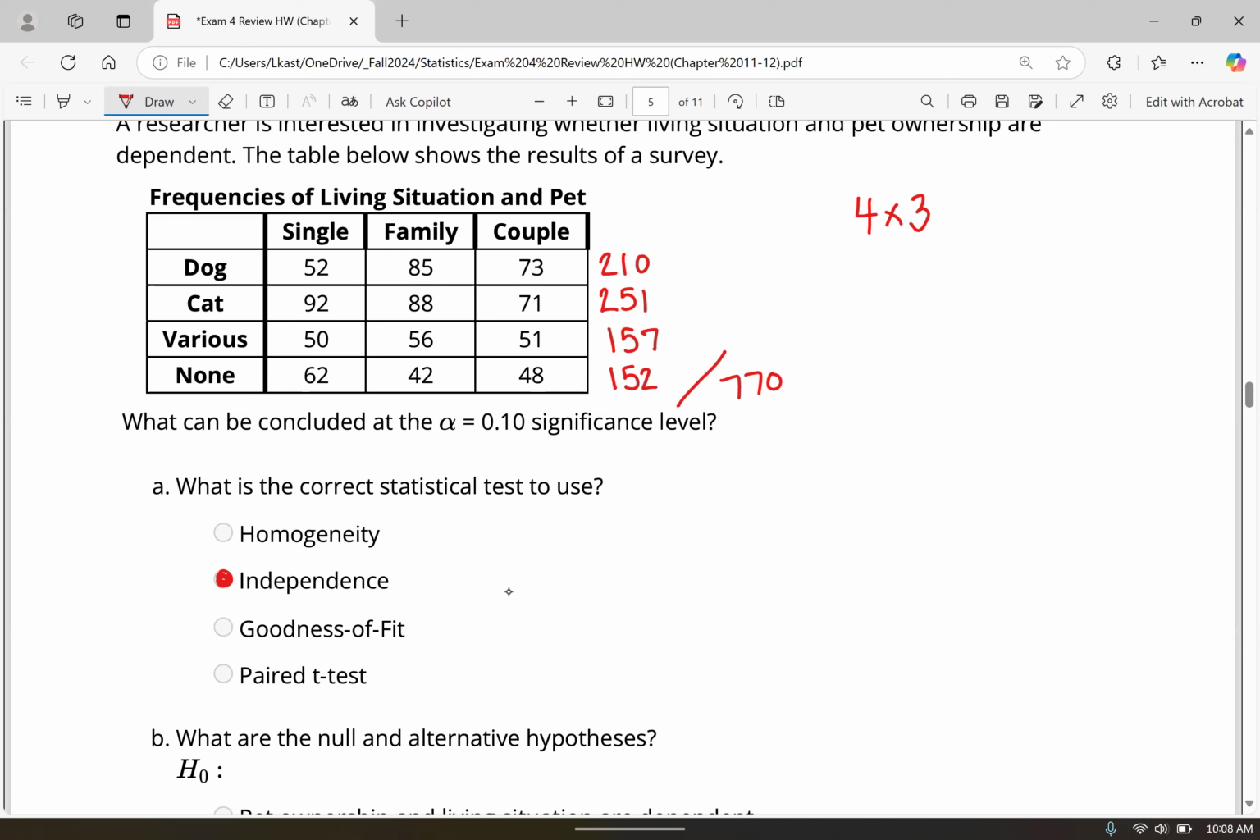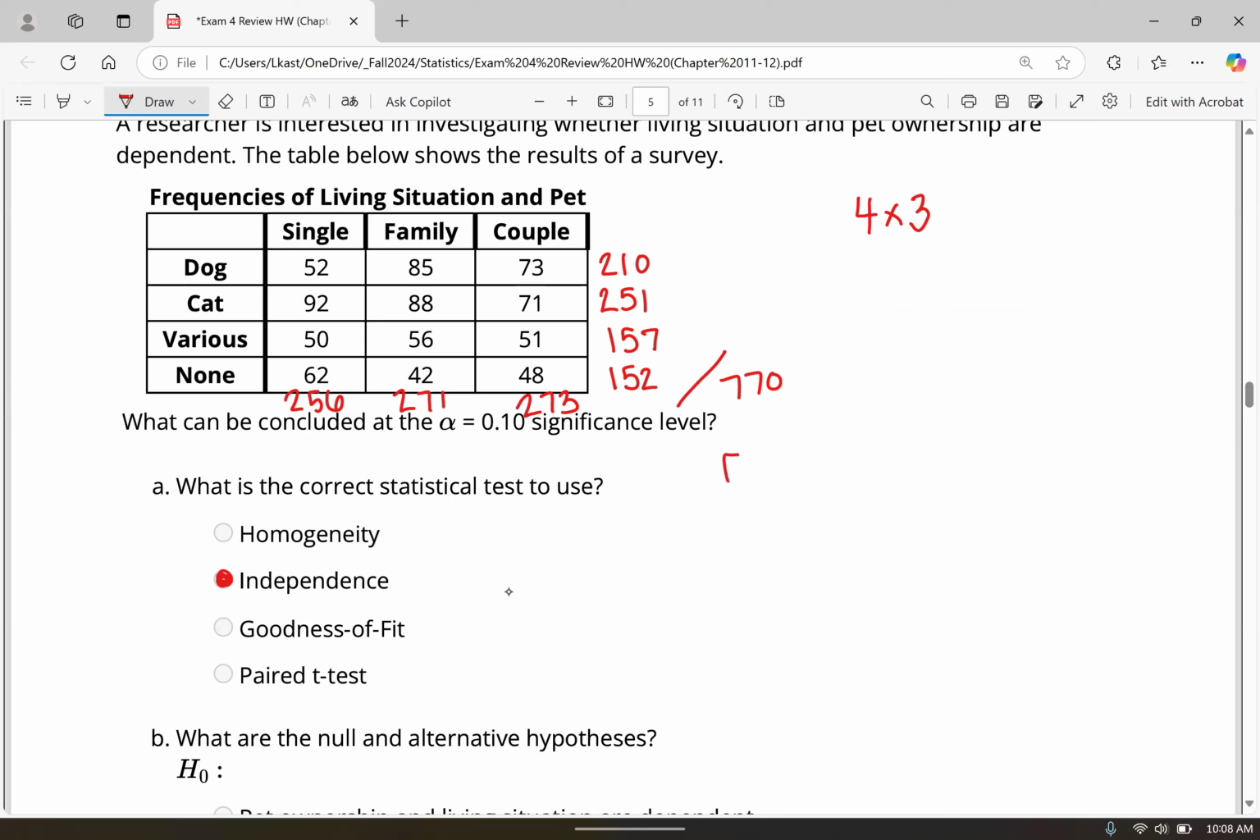And my column totals also have to add to 770, correct? So I got for single, I got 256. And for family, I got 271. And for couple, I got 273. 4, 5, I think that is correct. So that is my observed matrix.